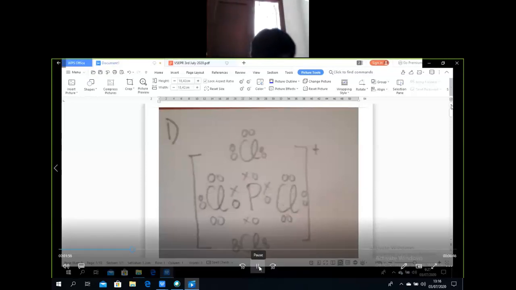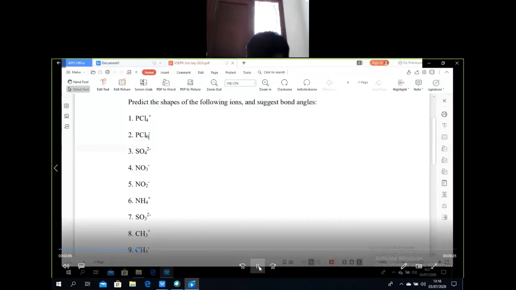So there are 4 electrons around phosphorus. Why? Because 1 electron is lost. Now let's continue to number 2. Number 2 is the PCl6 negative ion. Negative ion means gain an electron.